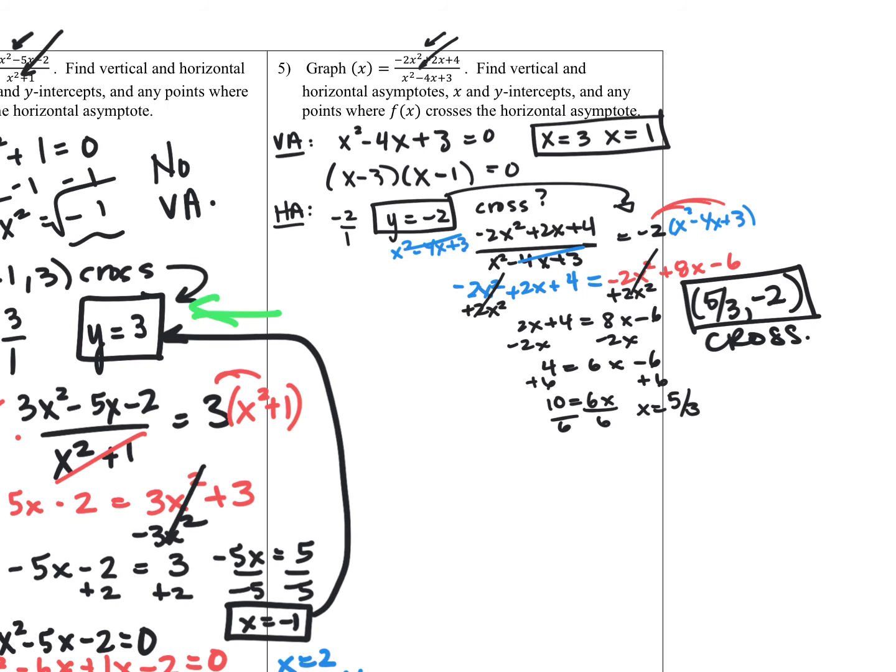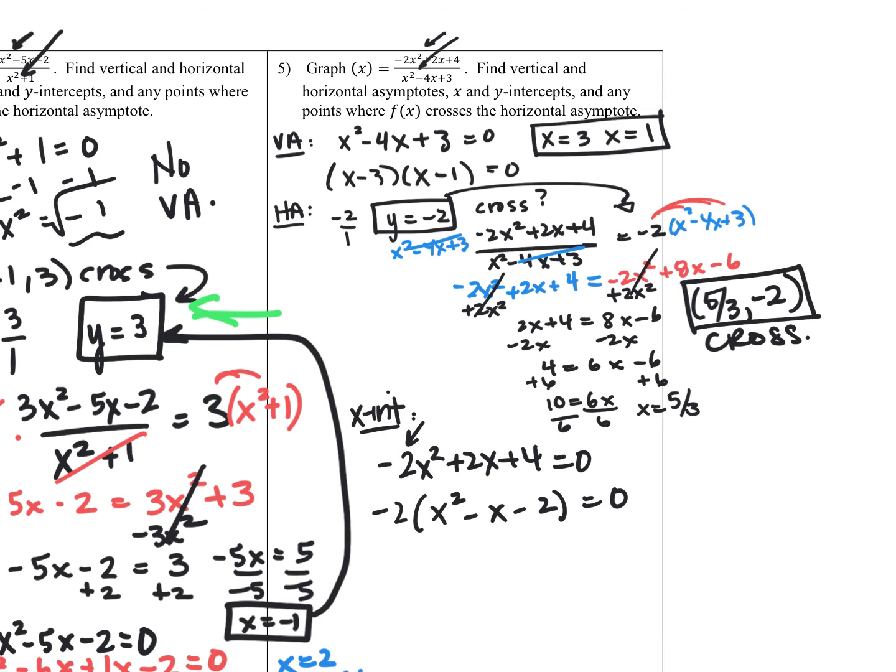All right, for intercepts, we have x-intercepts. That's again when our fraction equals 0. So when negative 2x squared plus 2x plus 4 equals 0. There's a lot of 2's going on there. I'm going to actually pull out a negative 2, just so that lead coefficient comes out, and I'm left with an x squared. And that would mean I have a minus x and then minus 2 equal to 0. So this one factors kind of nicer.